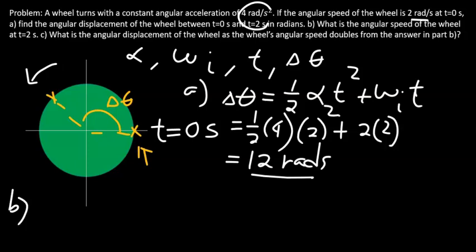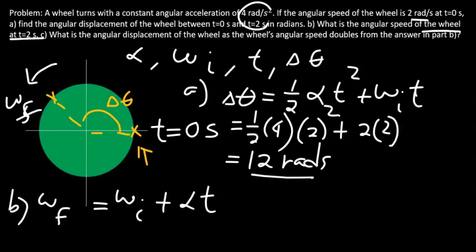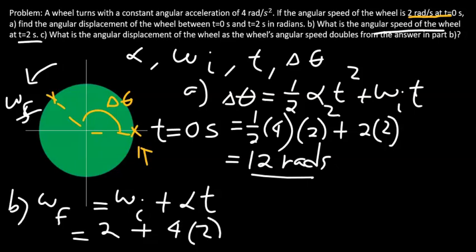Part B. What is the angular speed of the wheel at t equals 2 seconds? So at t equals 2 seconds, let's assume that the angular speed there is omega f. So omega f equals omega i, the initial angular speed, plus alpha t. So this is another equation of rotational kinematics. So omega i is 2, the angular speed at t equals 0 seconds, plus alpha is 4, and since we are determining the angular speed at t equals 2 seconds, so t is 2, and you'll get 10 radian per second as the answer for part B.